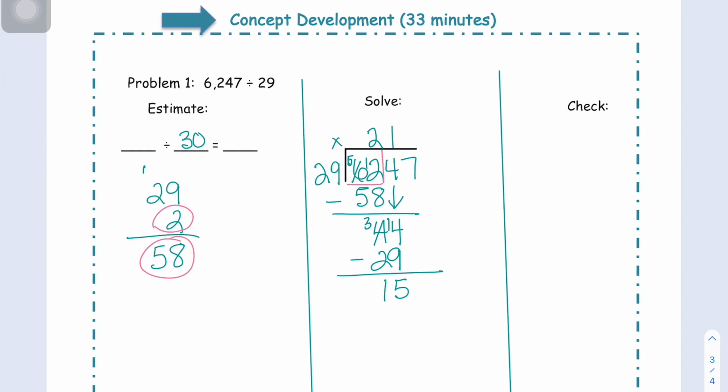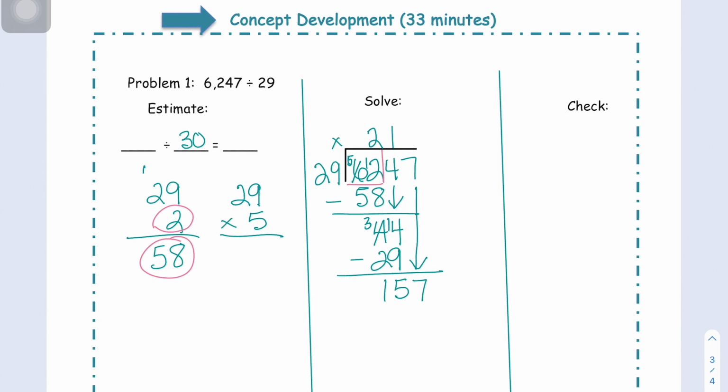Is 15 less than 29? Yes, so bring down the 7. All right, so now I'm thinking of the number 30, and how many times would it go into 150? Pretty sure 3 times 5 is 15. So what number should we try?